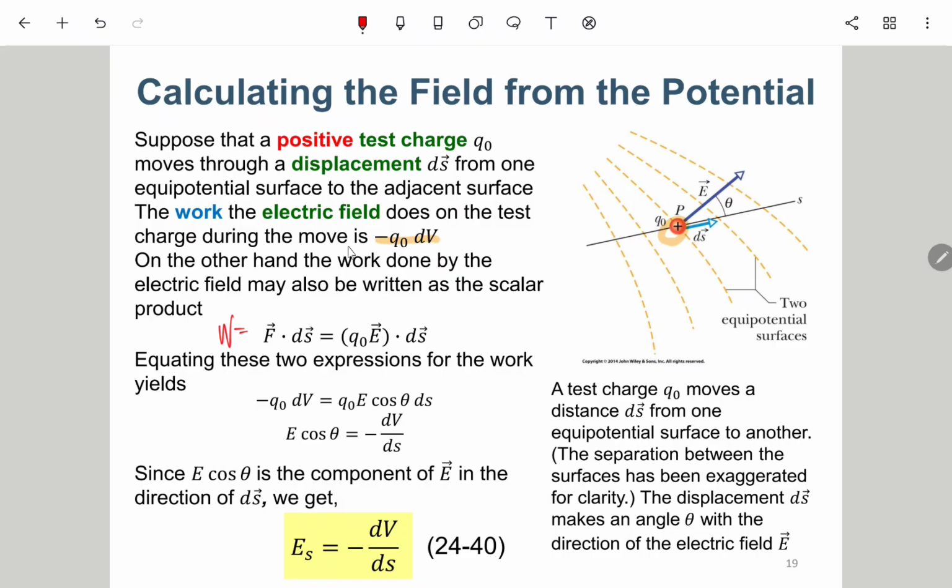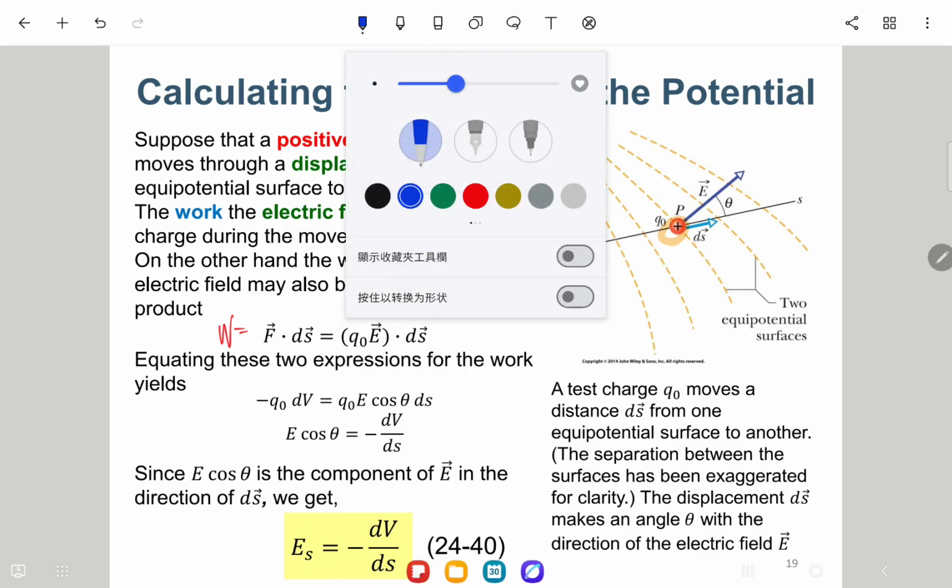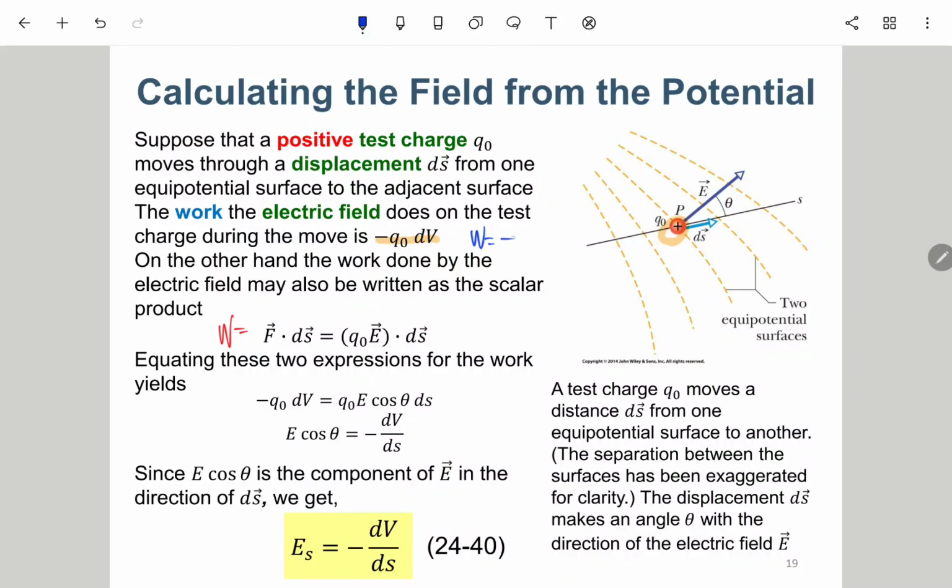If you still remember, W equals negative delta U, which is negative Q0 delta V, where dV is delta V. So we have W as this one and also this one, and they are equal to each other. So we have negative Q0 dV equals Q0 E cosine theta ds.